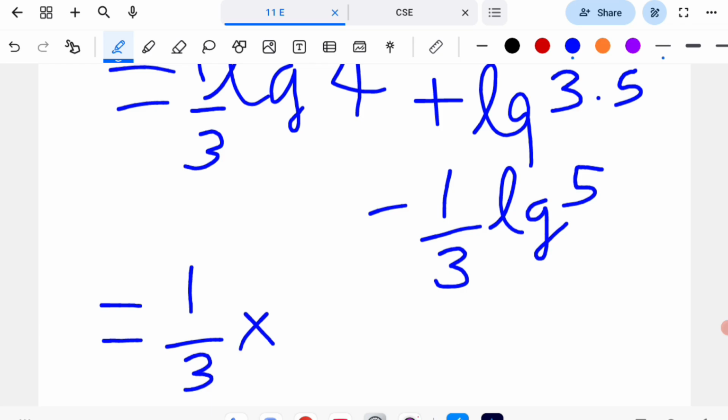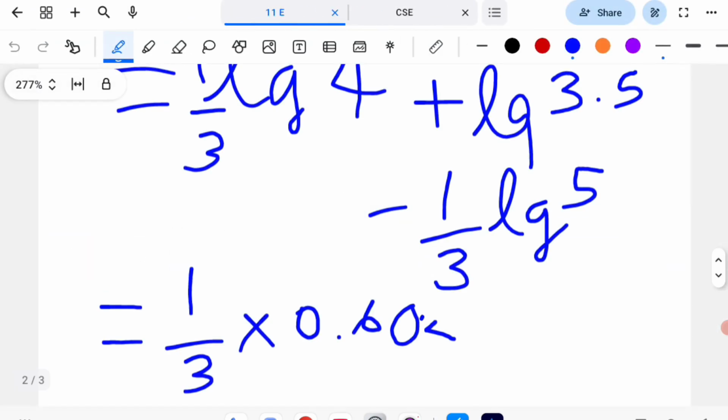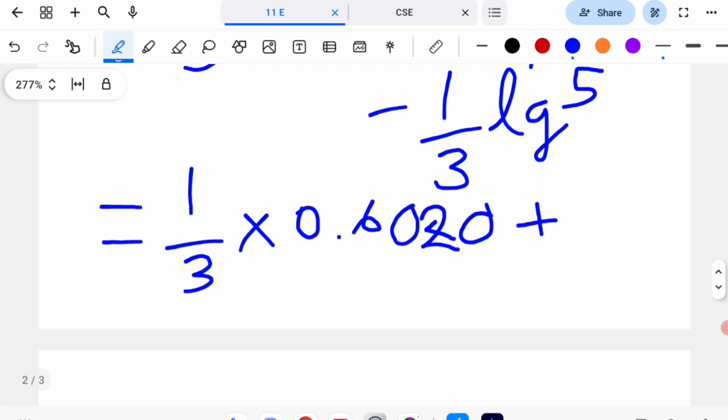Then we can get 0 point. Log 4 value 6020. You can refer to the log table and you can obtain the value 6020. Plus, when getting log 3.5, there is only one whole number, 0 point. Log 3.5 value is 5440.